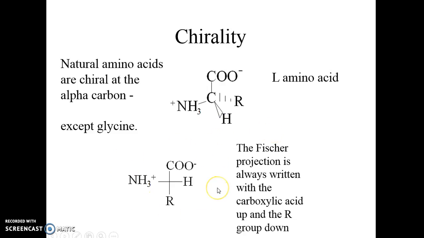Amino acids are written very much like a sugar in that they are drawn in a Fischer projection with the carbonyl carbon up.